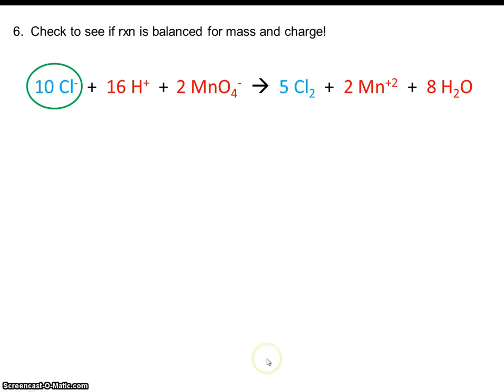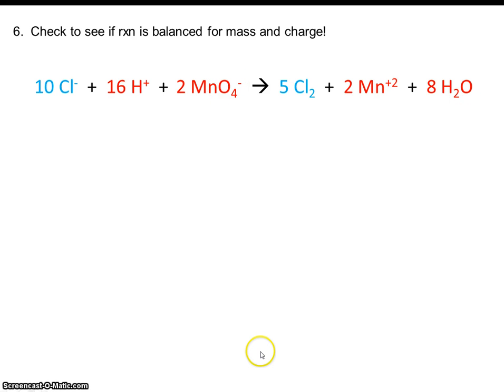So let's go through. We have 10 chlorines on the left and we have 10 chlorines on the right. We have 16 hydrogens on the left and 16 hydrogens on the right. We have 2 manganese on the left and 2 manganese on the right. We have 8 oxygen on the left and we have 8 oxygen on the right. So it looks like we're balanced for mass.